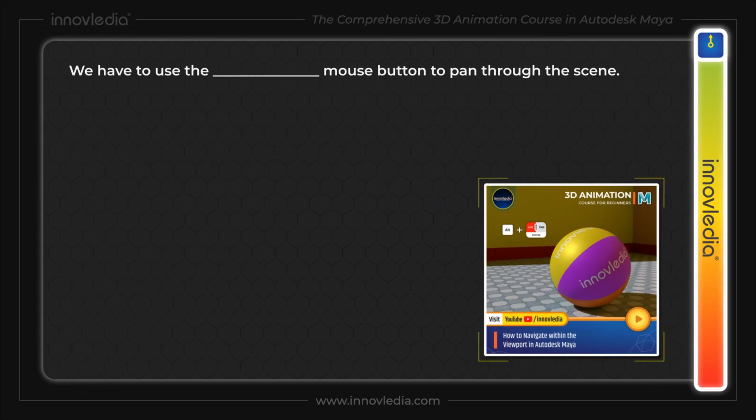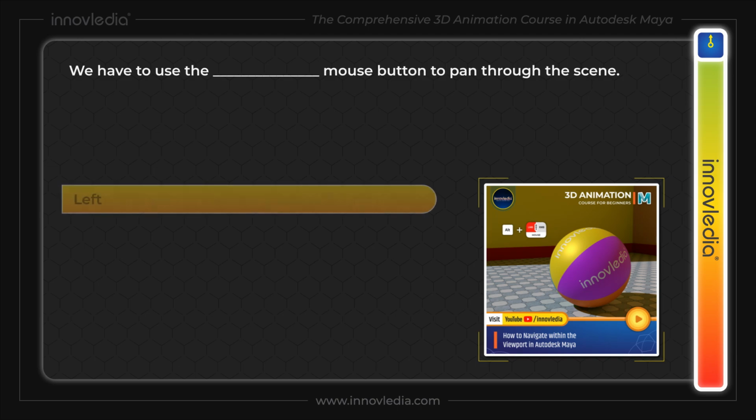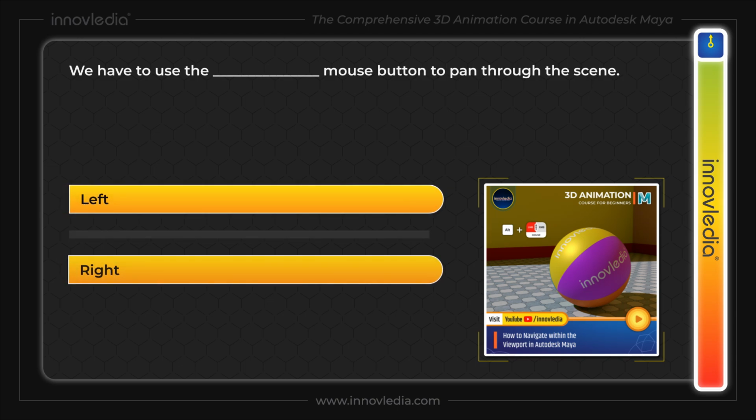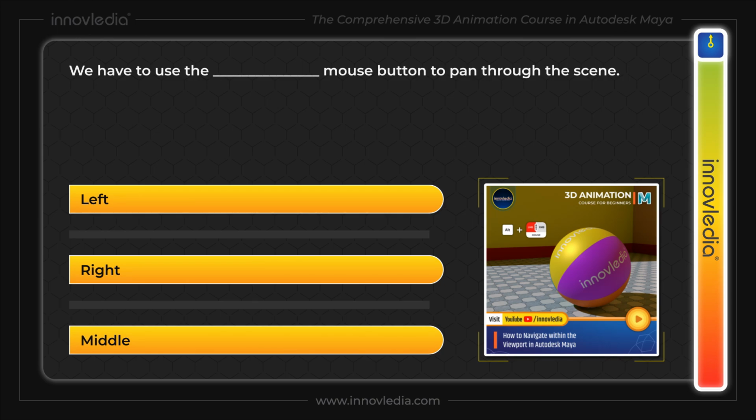We have to use the dash mouse button to pan through the scene. The options are left, right, middle. Your time starts now. And the correct answer is middle.